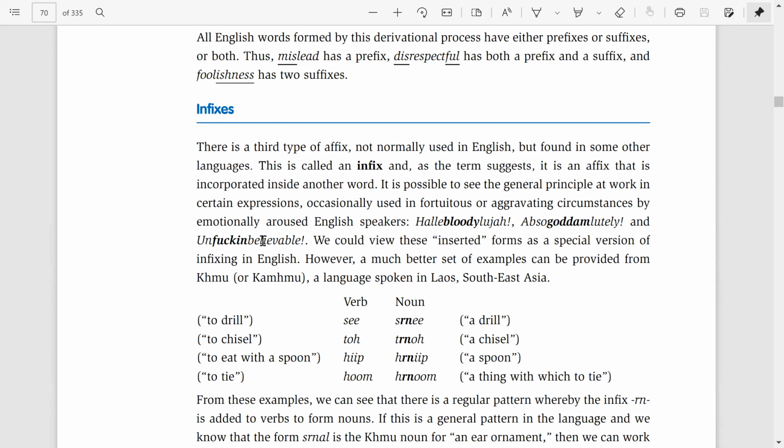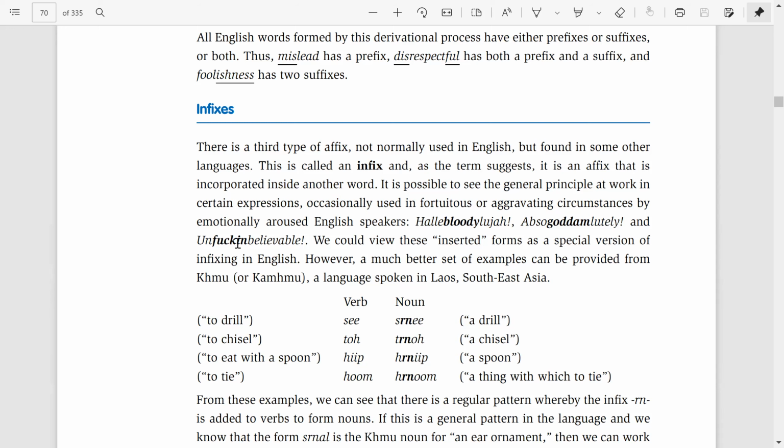For example, unfucking believable. Here, unbelievable is a word. So, what have we done? We have inserted fucking inside unbelievable. Another example of this is abso-fucking-lutely. Absolutely is a word, and we have added fucking in that word.